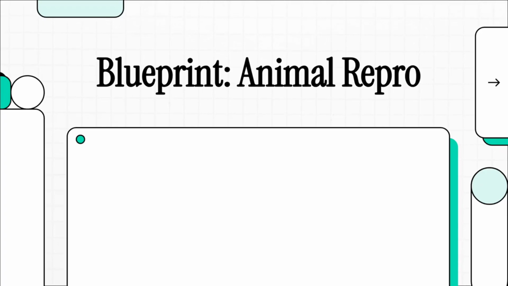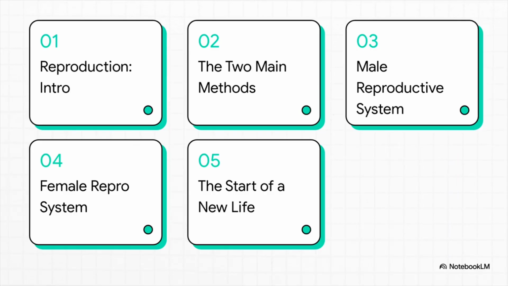You know, when you think about it, there's one single biological process that's more fundamental than any other for keeping life going. It's the literal blueprint for existence, and today we're going to break down exactly how it works: animal reproduction. So here's the game plan. We'll start with the big question, what even is reproduction? Then we'll check out the two main ways life gets it done. After that, we'll look at both halves of the puzzle, the male and the female systems. And finally, we'll see that incredible moment when it all comes together to start a new life.